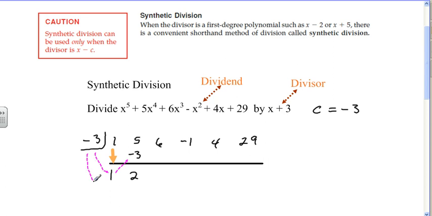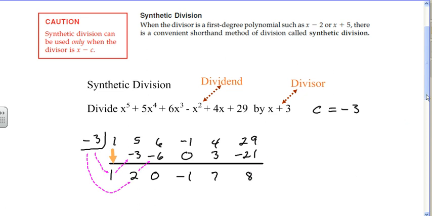So we're going to take -3 times 2, and that's going to go here. So that would be -6. We add them together: 6 plus -6 is 0. And then we're just going to keep going with that process. -3 times 0 is 0. Combine them, we get -1. -3 times -1 is 3. And 4 plus 3 is 7. And then -3 times 7 is -21. So we combine them and we get 8.